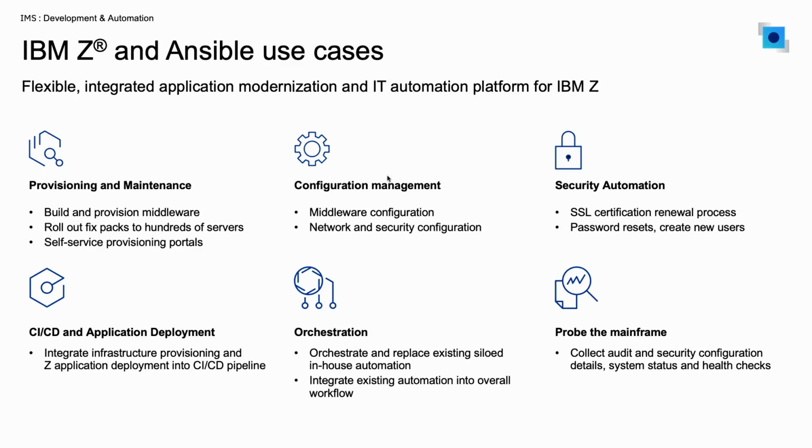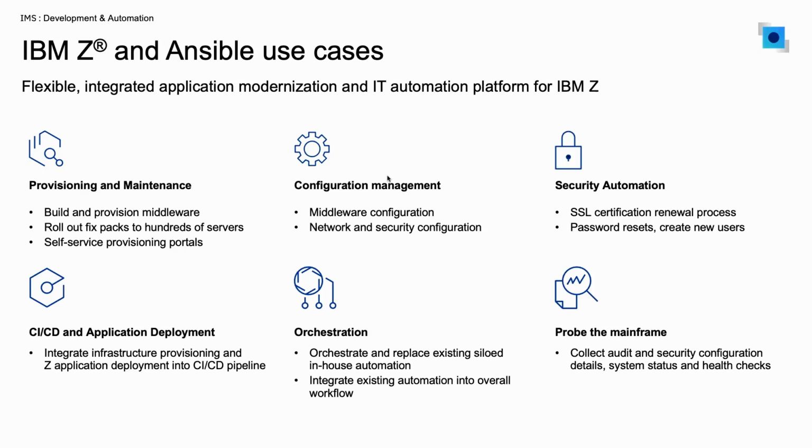I would say there are about six categories of different use cases. The first one is around provisioning and maintenance, right? For example, you can use Ansible to help you build and provision middleware. That will be helpful if you're building a new environment for testing, or maybe you have to roll out fix packs to hundreds of different servers. You can use Ansible to automate the rollout of all the maintenance and then drive testing to make sure that everything is in place. Another really exciting area is self-service provisioning portals.